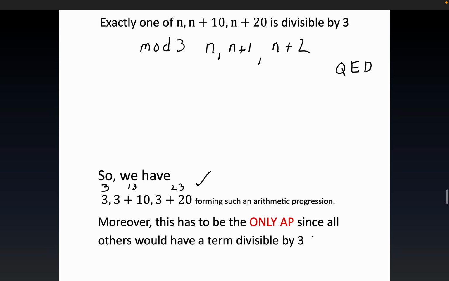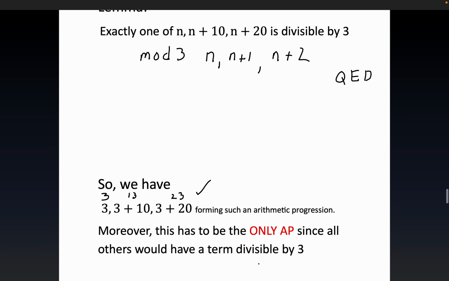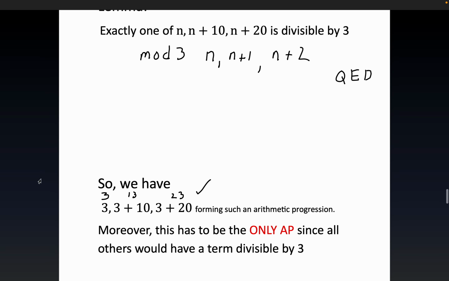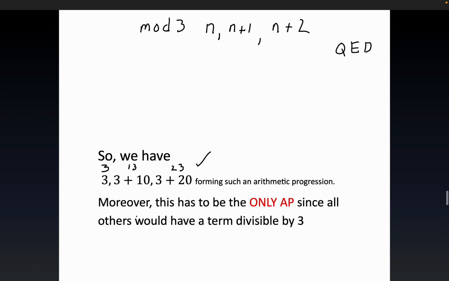Now I say, moreover, this has to be the only arithmetic progression, AP, not advanced placement, since all others would have a term divisible by 3, right? It's okay to have a term divisible by 3 here because 3 happens to be a prime number. But any other number divisible by 3 cannot be a prime number because it has a divisor strictly between 1 and the number. So this is the only one. So there is exactly one, folks. There's exactly one. It would be the answer.